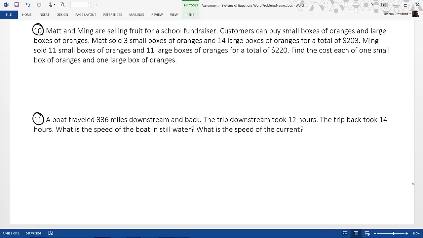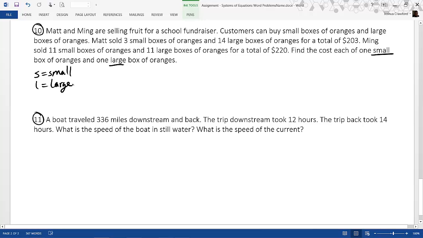So, what are our variables? What are we trying to solve for? We're trying to solve for small boxes of oranges and large boxes of oranges. So S and L. S for small, L for large.